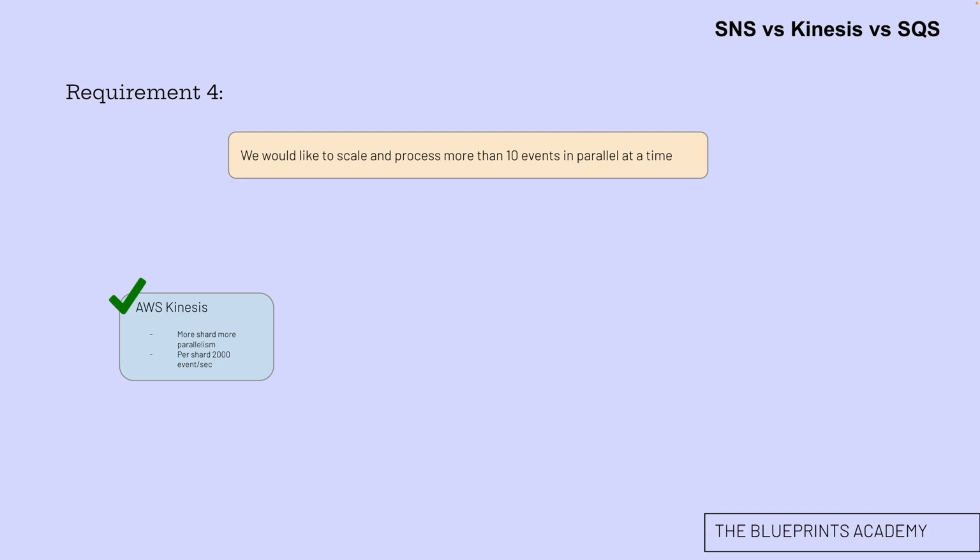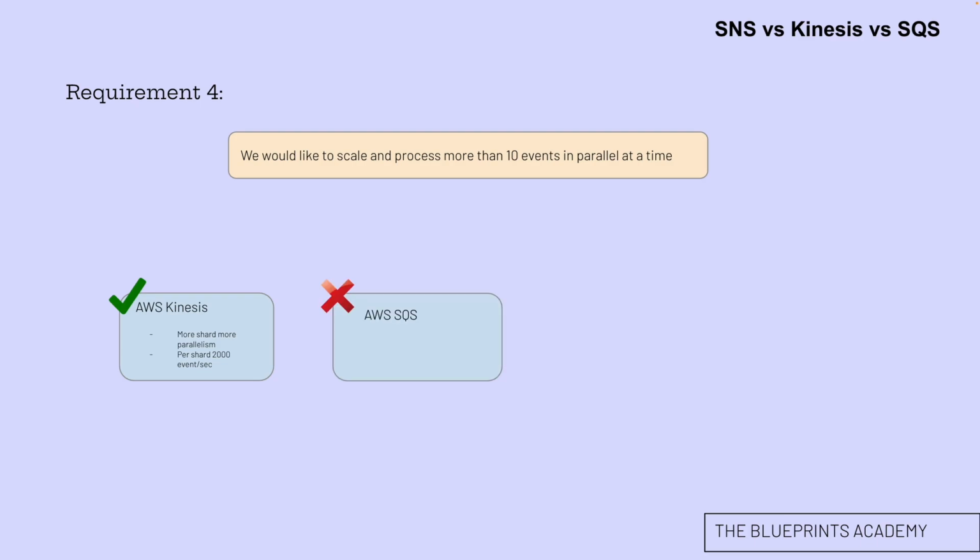So how can we do this? We increase the number of shards. The more shards we have on the Kinesis data stream, the more consumers can consume in parallel from that particular stream. It's simple. Each shard can process 2000 events per second, which is a lot.